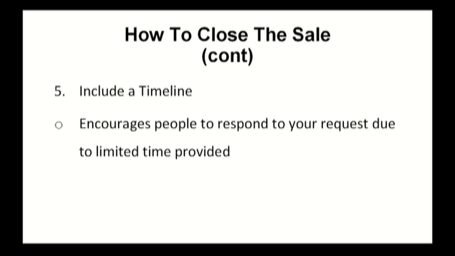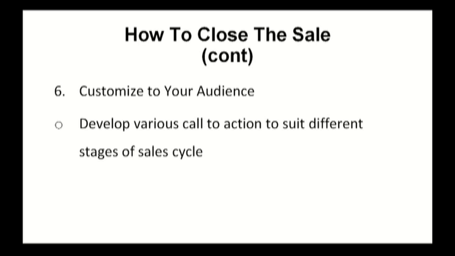The fifth example, include a timeline. A sense of urgency adds significance to your call to action. When there's a timeline on your request, readers understand they have a limited time in which to act, and that prioritizes a decision. To encourage readers to respond to your request, provide them a deadline. Try a "take action now to earn our 25% discount," or perhaps a "this offer is only available for 14 days only." The sixth example, customize to your audience.